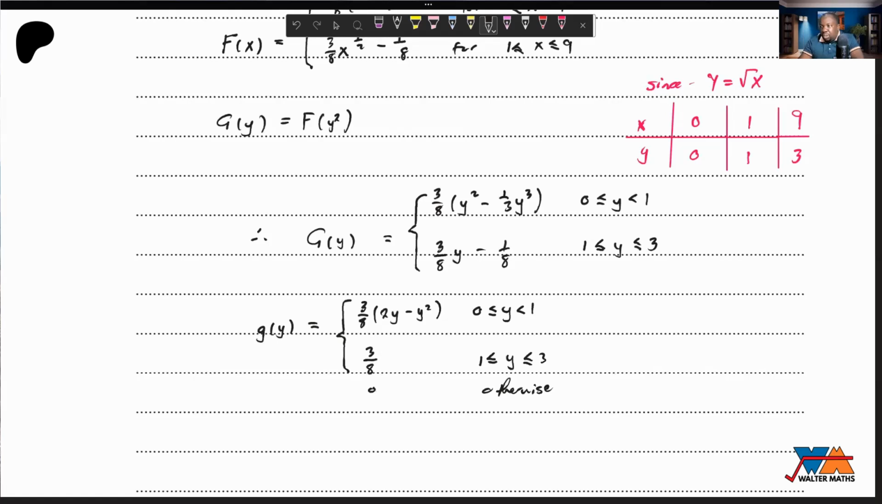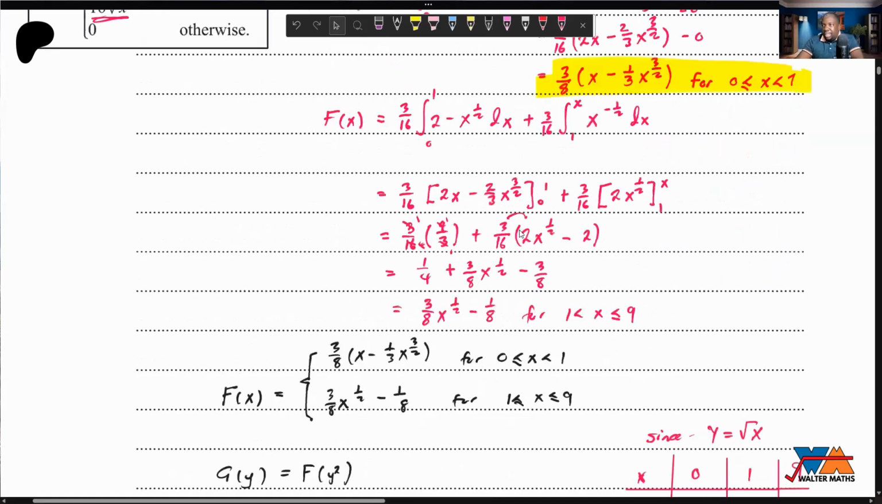So what we have here now is the PDF. That's the PDF of y, and that's basically how we do it. That's the answer here. All right, so we're going to move on to another question.